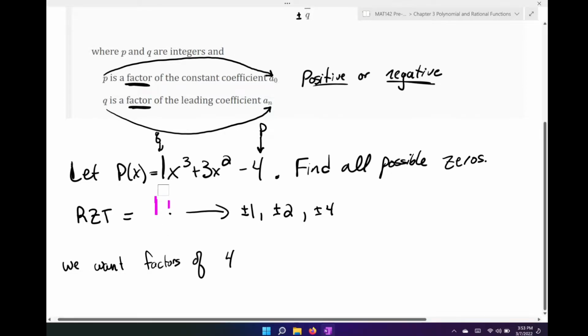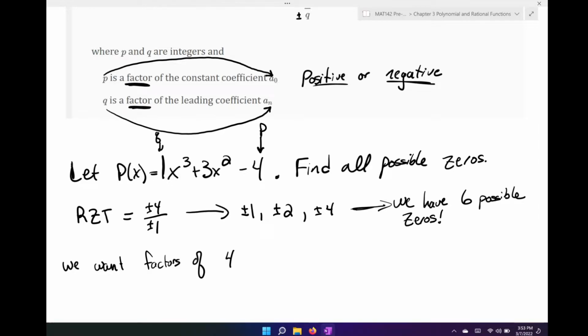So let me erase this and let me write it over again so it looks nice and neat. Plus or minus 4 over plus or minus 1. Now, here's another thing we got to be concerned with. We have 6 possible zeros. You have plus or minus 1, that's 2. Plus or minus 2, there's 4. And then plus or minus 4, and there's the total of 6. So we need a nice, easy way to kind of figure this out, okay?